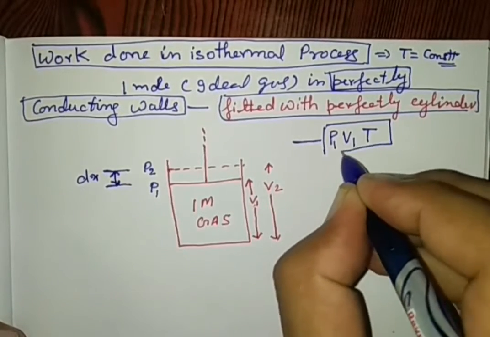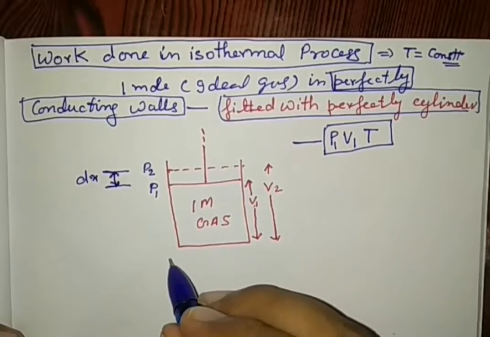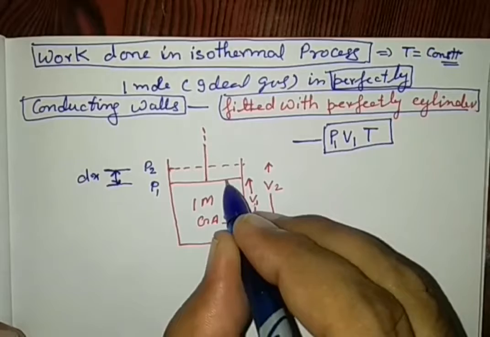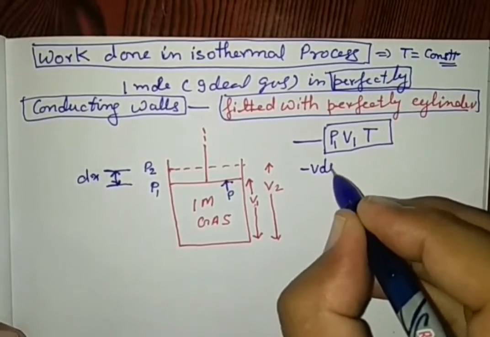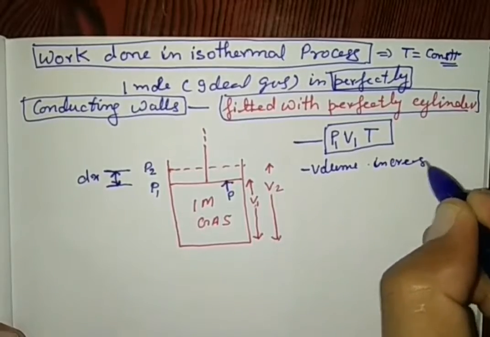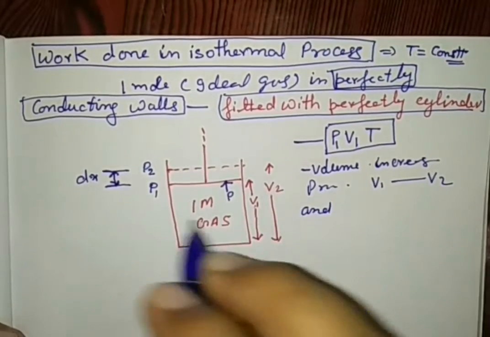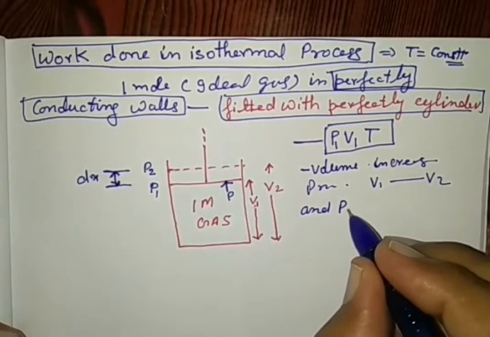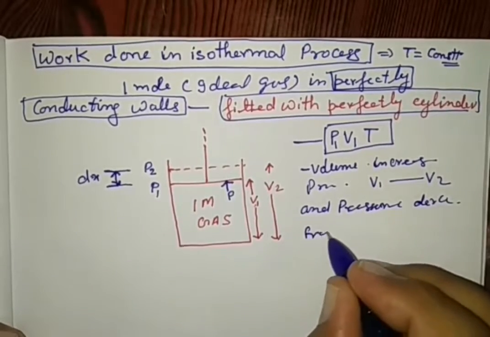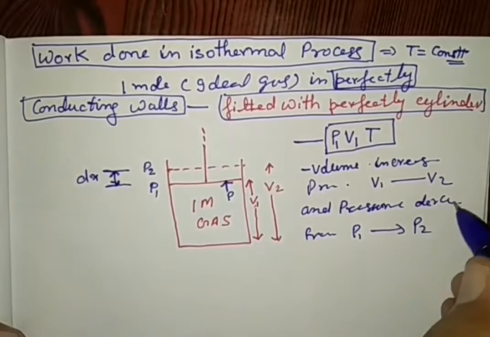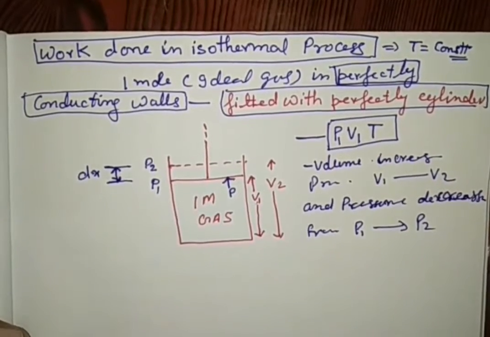The thermodynamical coordinates are these. Now, situations are maintained in such a way that the system absorbs heat from the surroundings, pressure acts on the piston and its volume increases from V1 to V2 and pressure decreases from P1 to P2.